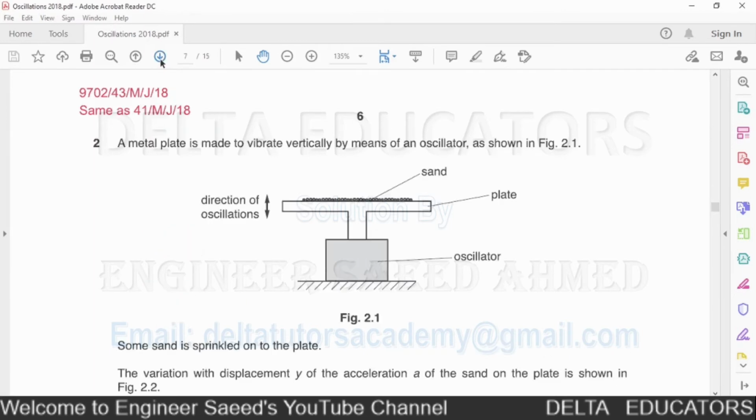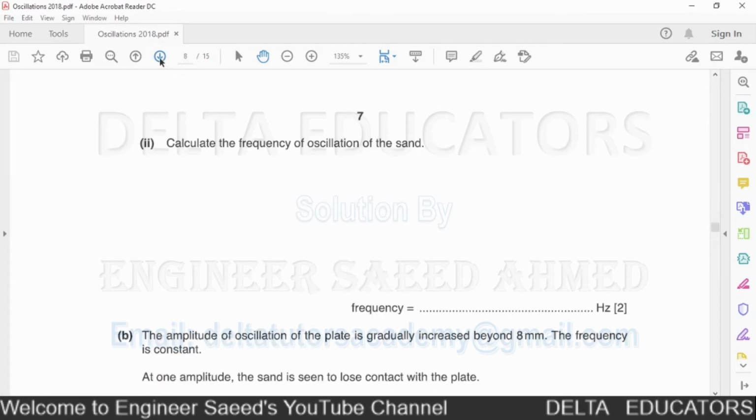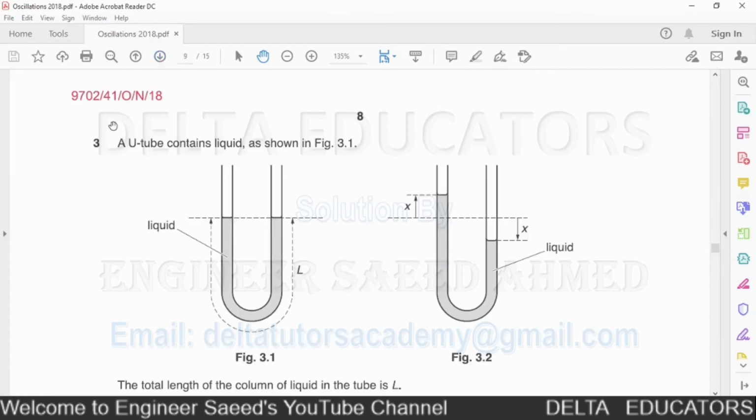Next question. The next question is from paper 4 variant 3. This question is the same as in paper 4 variant 1 of May June 18. This question we have already discussed. Now the next question is from paper 4 variant 1 October November 18. In the paper it is question number 3.